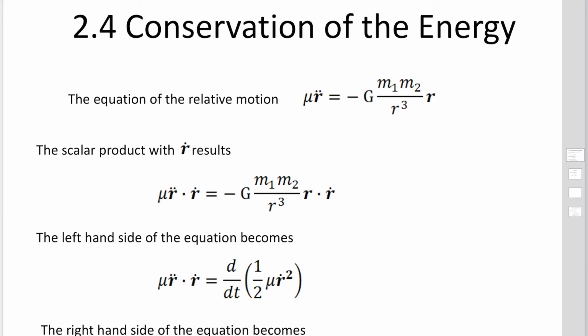So in this section, we'd like to derive the conservation of the energies. We start with the equation of the relative motions. Mu r double dot equals minus G m sub 1 m sub 2 over r cubed times the r vector. Then we consider the scalar product with r dot. So this is r dot. Also this is r dot.